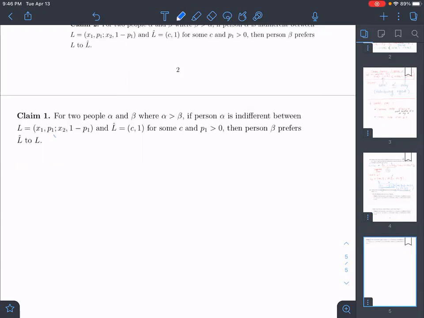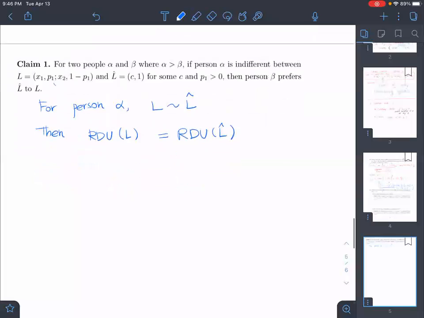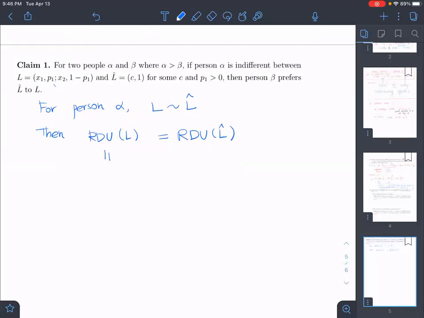Okay, so for person alpha, he or she is indifferent between L and L hat, which implies that RDU of L is RDU of L hat. What is this? RDU of L is U(x1) G of P1 plus G. I was going too fast.